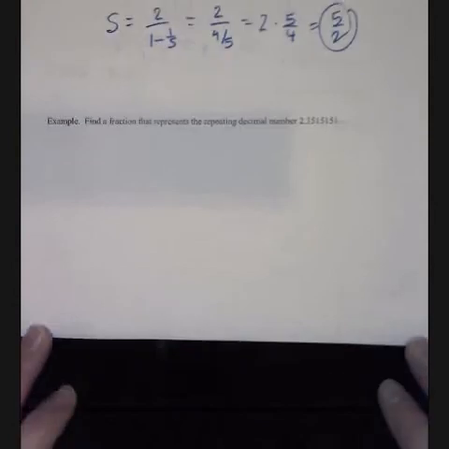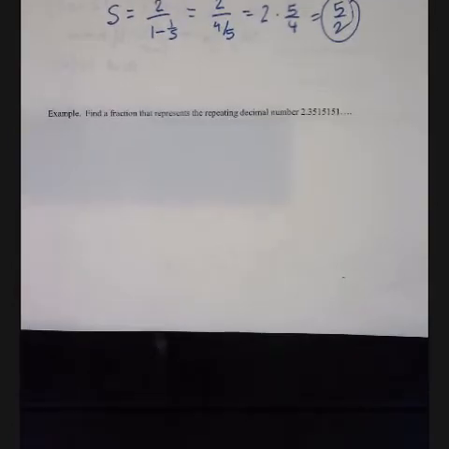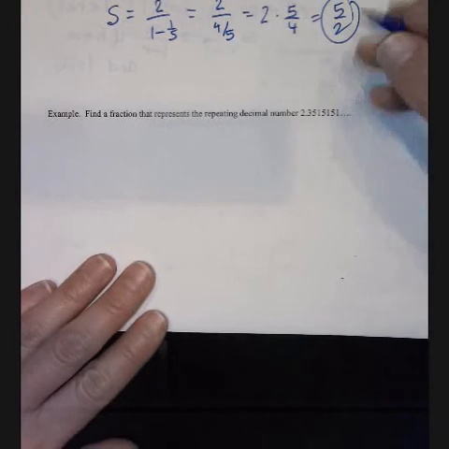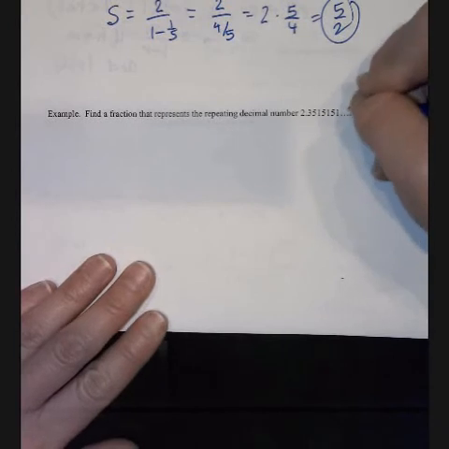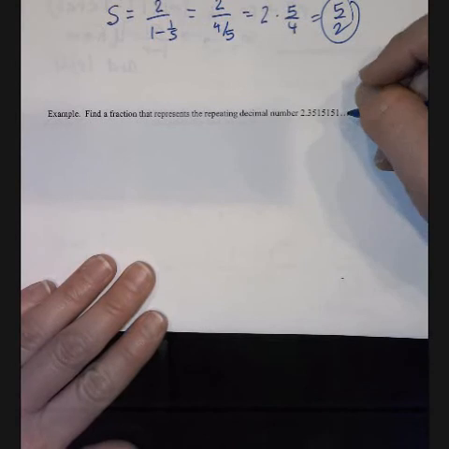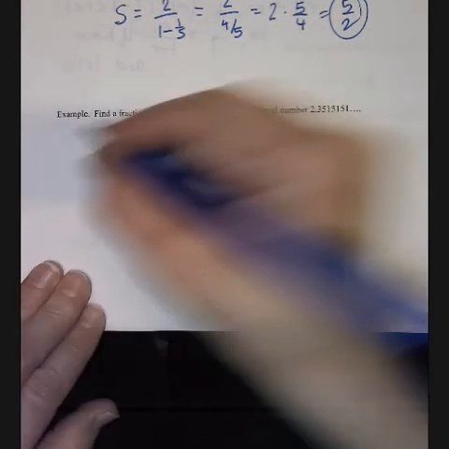All right, here's another place we could use this idea. We know that a non-terminating but repeating decimal is a rational number. And a rational number can be expressed as a ratio of 2 integers. So this is a rational number, and it can be expressed as a ratio of 2 integers. But it can also be expressed as a geometric series.